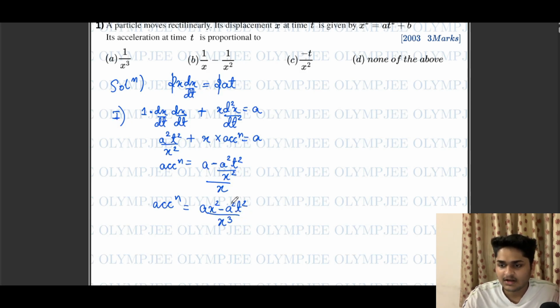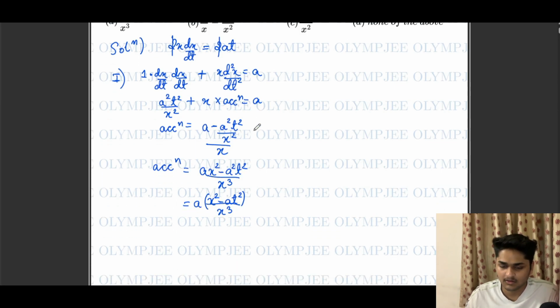So that can be only done by using the original equation. So if we take a common, this will become a times x square minus a t square by x cube, and x square minus at square is equal to b. It will become ab by x cube. So acceleration is proportional to 1 by x cube.